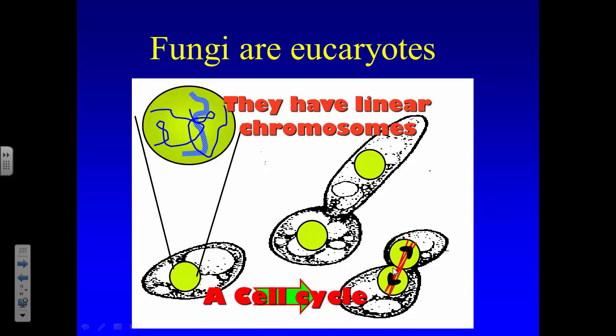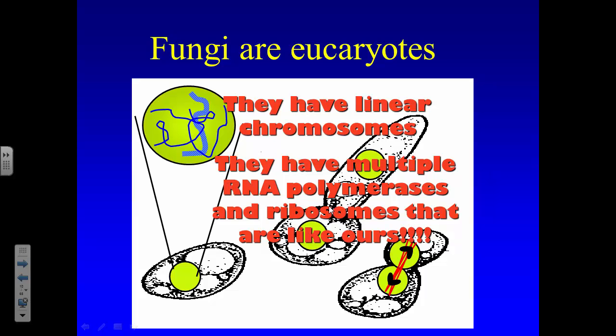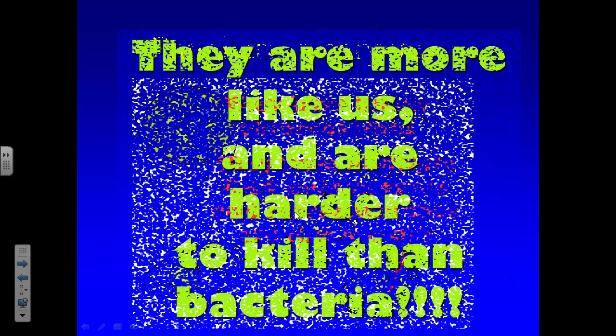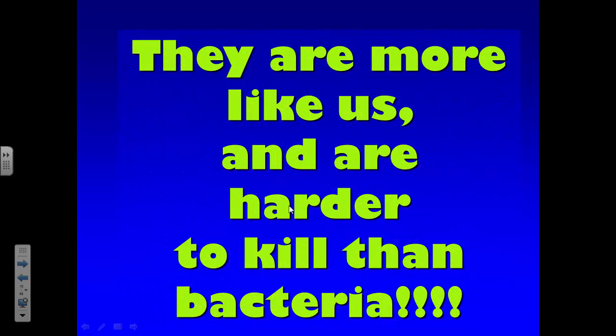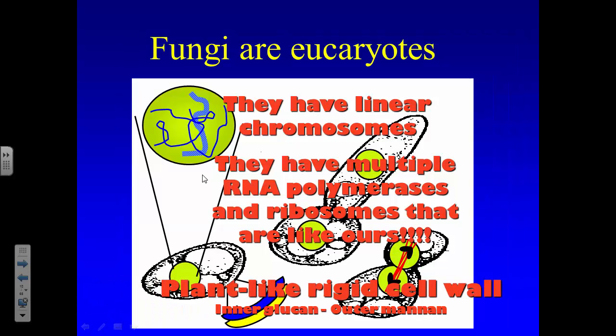They have a cell cycle. Here's that mitotic spindle that has to be made in order for the cell to divide. They have multiple RNA polymerases, just like we do. They have ribosomes that have bigger subunits than bacterial ribosomes that more resemble ours. Accordingly, they're more like us and they're harder to kill than bacteria. Antibacterial antibiotics usually don't work. Don't forget that fungi make a lot of the antibiotics that we know about. Penicillin is a fungus.